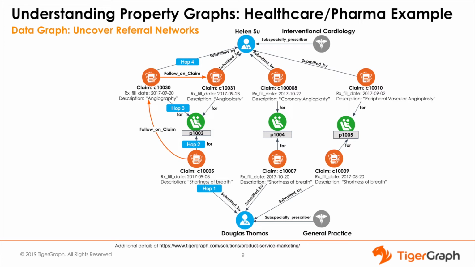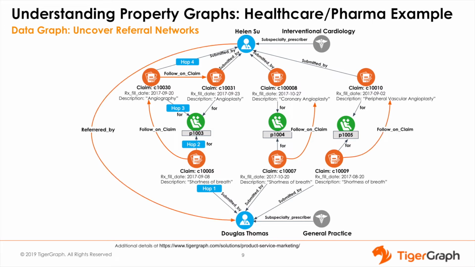The prescriber data can be added in to provide specific drugs for cardiac care that are frequently prescribed by both physicians. Armed with these insights, pharmaceutical companies producing the cardiac care medication and the medical equipment manufacturers producing stents and other products for the cardiac surgery can market these products to Dr. Douglas Thomas and the referring network, including Dr. Helen Su, for the San Jose healthcare market.